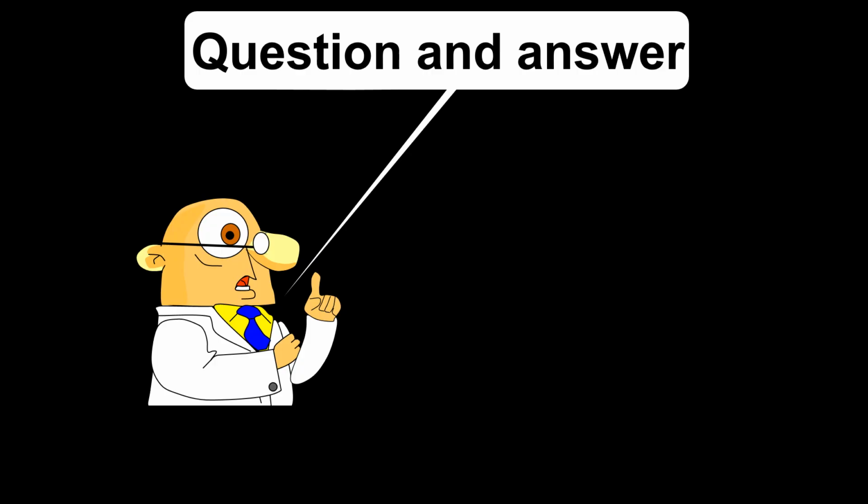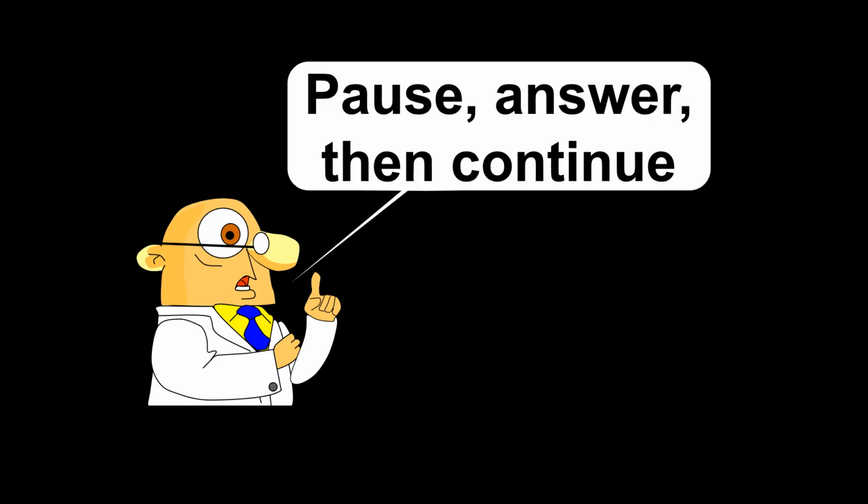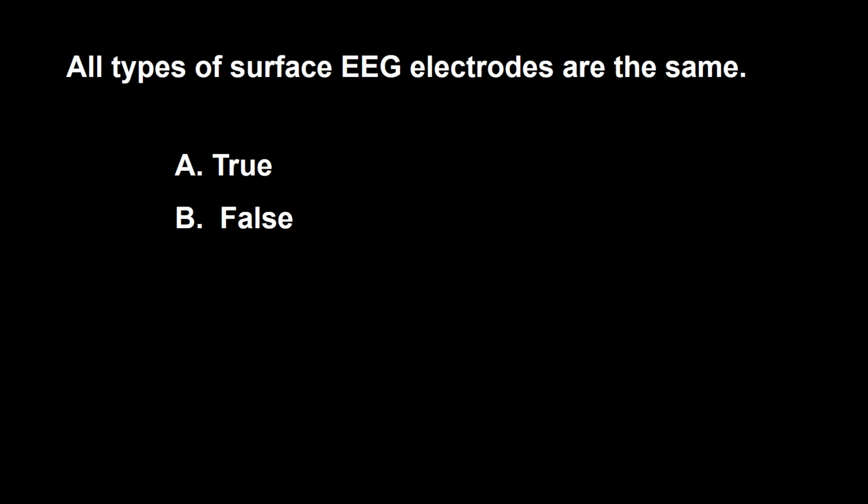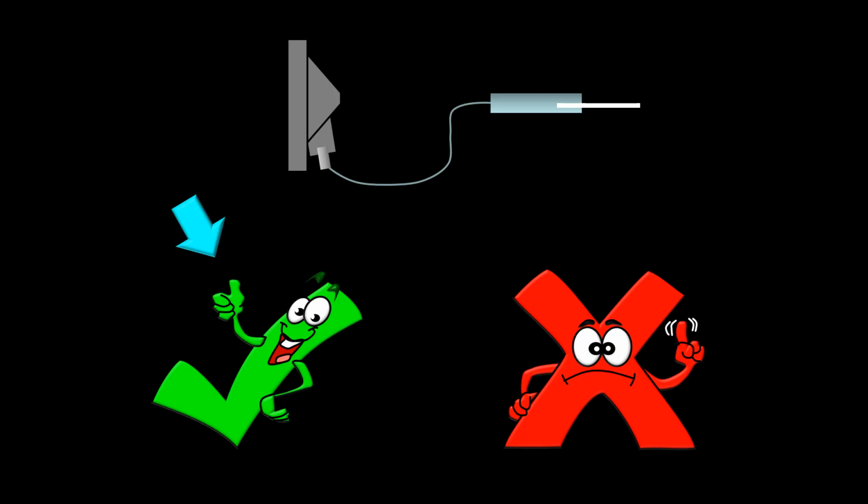I will conduct this talk in a question and answer style. I recommend you pause the video on each question, read it, answer it, and only after you have done so continue rolling. All types of surface EEG electrodes are the same: A true, B false. Surface EEG electrodes, as you can gather from the objectives of this talk, can be good and can be bad. Let us start talking about the good ones.